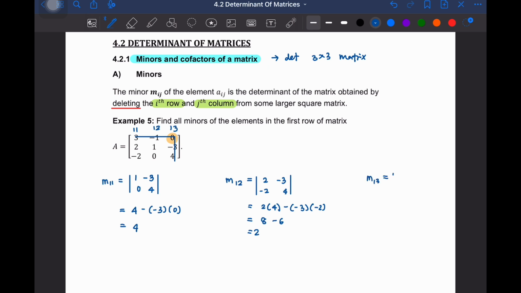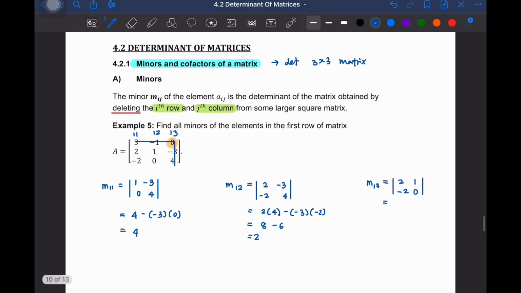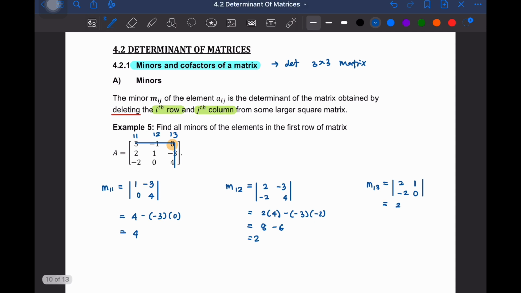This is equal to the modulus of 2, 1, negative 2, 0. So this is going to be equal to 2 times 0 minus 1 times negative 2. Okay, so 2 times 0 is 0, and then we have 2. So this is our answer for the minor for all the elements in the first row over here.